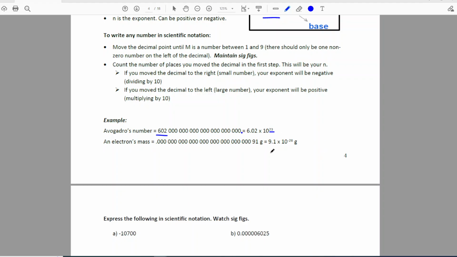Then we look at an electron's mass. Again, let's count the significance. This one has 2 digits of significance, so it's 9.1 is what we want. If there had been 9.10, we would have put a 0 on the end of it. And then we just move the decimal place: 3, 6, 9, 12, 15, 18, 21, 24, 27, 28 places. But this time we moved it to the right, which means we had a really small number, so we put negative 28. This means we have 9.1 being divided, because a negative exponent means division instead of multiplication, divided by 10 28 times. Whereas this one, we have 6.02 times by 10, 23 times.